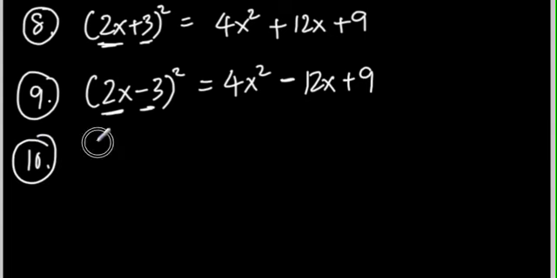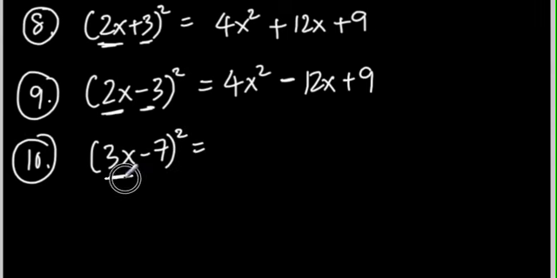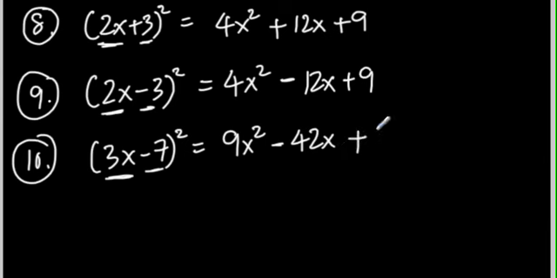Number 10, it's 3x minus 7 squared, right? Same deal. If we square 3x, we get 9x squared, because 3x times 3x is 9x squared. The middle term is 2 times 3x times negative 7. 2 times 3x is 6x, and 6x times negative 7 is negative 42x, right? And finally, negative 7 squared, when you square a negative term, we get positive, and that's 49. And that's our solution for section 3.